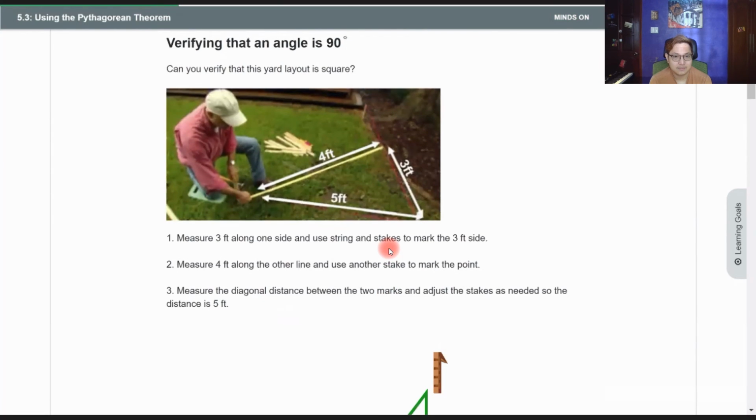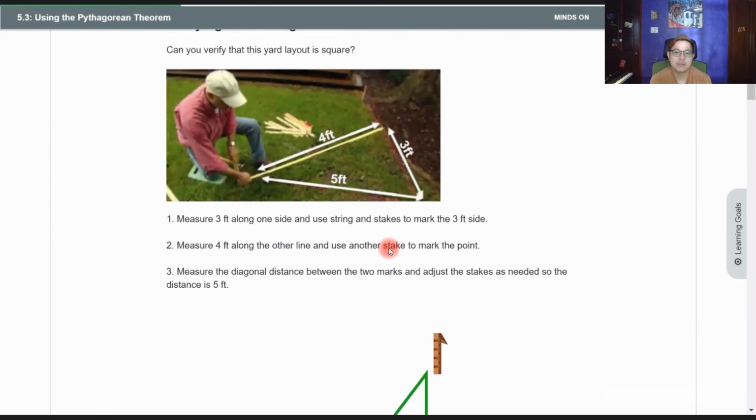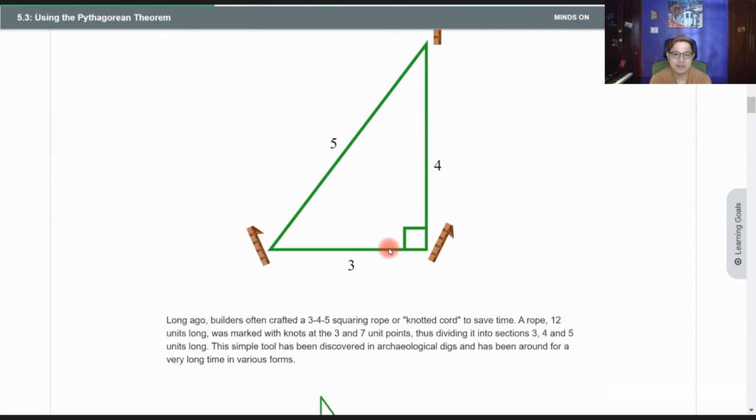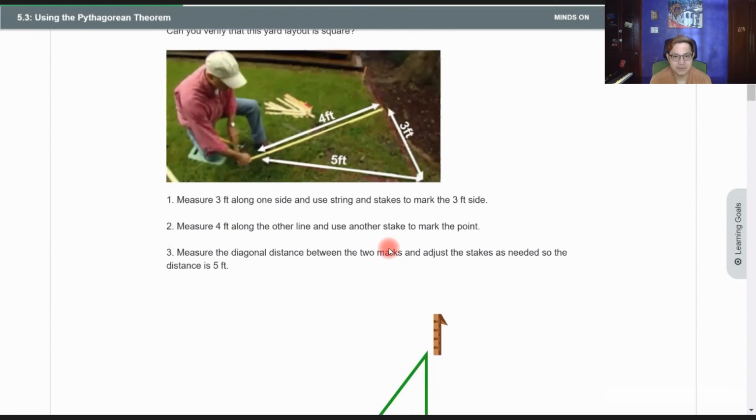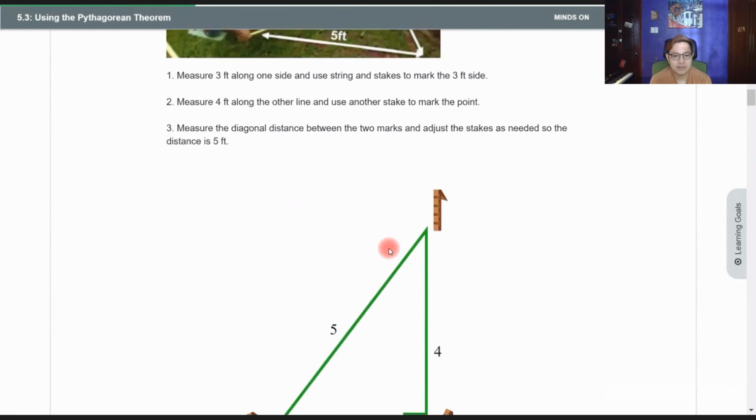Verifying that an angle is 90 degrees. Can you verify that this layout is square? Measure. Is this layout square? So you need to figure out if that angle is a right angle or not, 90 degrees or not. If one side is 3, another is 4, and another is 5, then it follows the Pythagorean theorem perfectly.